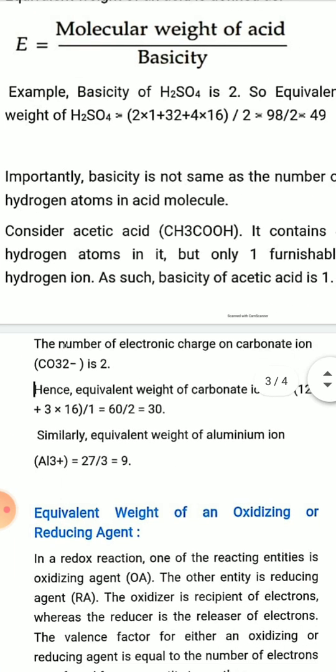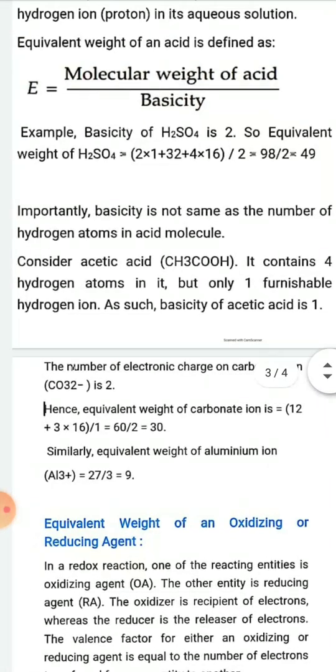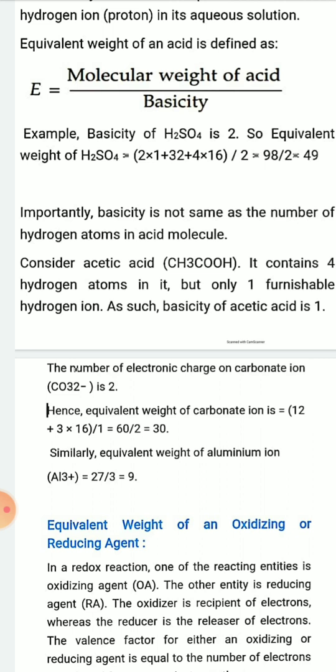Here one point you have to remember: basicity is not the same as the number of hydrogen atoms in an acid molecule. It is not always the same. For example, acetic acid, CH3COOH, contains a total of 4 hydrogen atoms. But the basicity of acetic acid is only 1, because acetic acid can produce only one H plus ion.